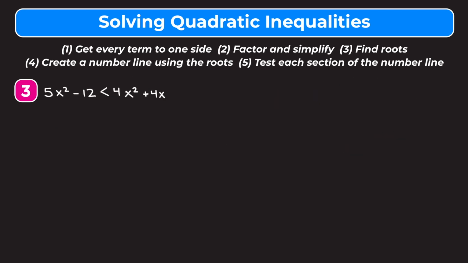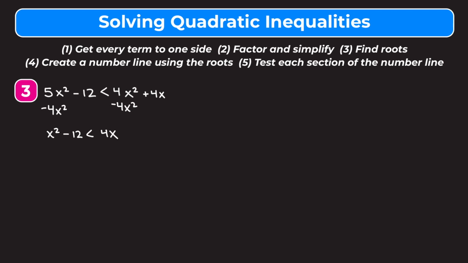So for this example, we have 5x squared minus 12 is less than 4x squared plus 4x. So for this example, we have terms on both sides of our inequality. So we have to start with step 1, which is get every term to one side. So I'm going to move the terms on the right side of our inequality to the left side. So I'll start by subtracting 4x squared from both sides of our inequality. On the left side, 5x squared minus 4x squared is going to leave me with an x squared. So I have x squared minus 12. On the right side, we are just left with 4x.